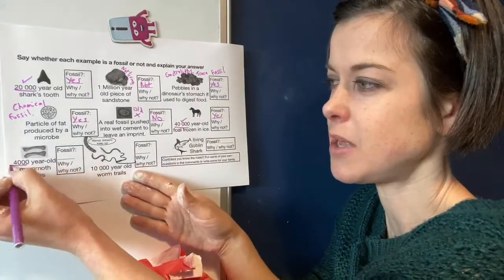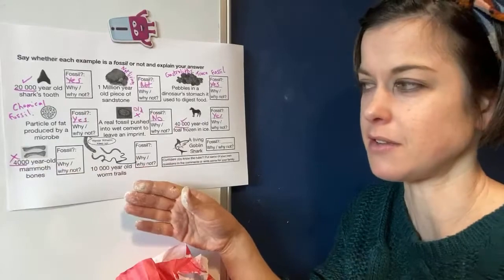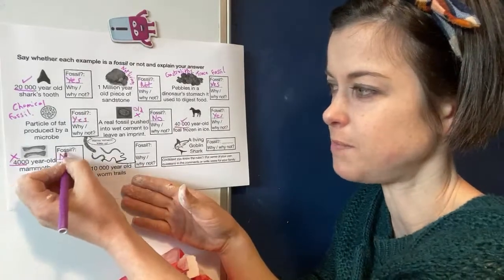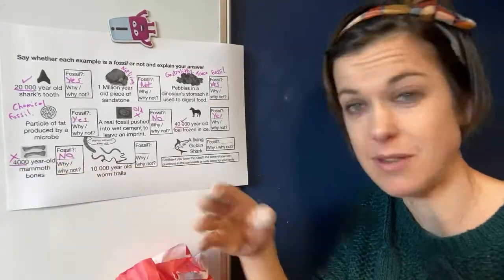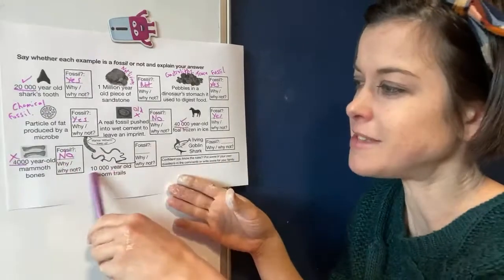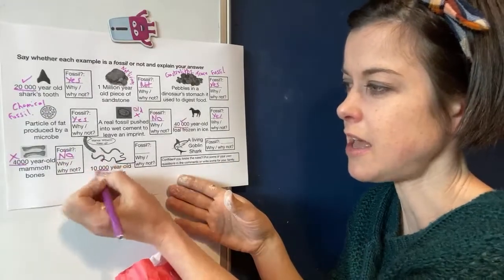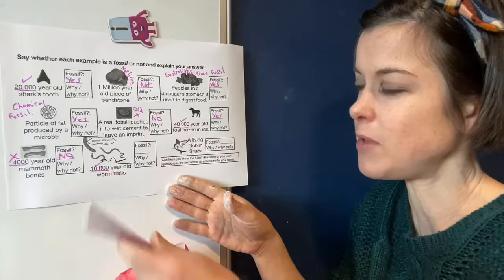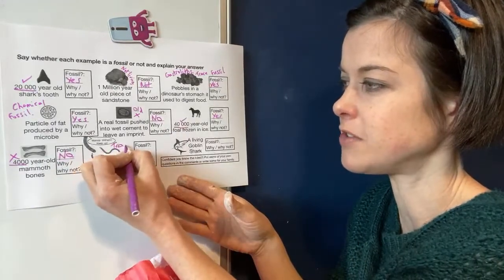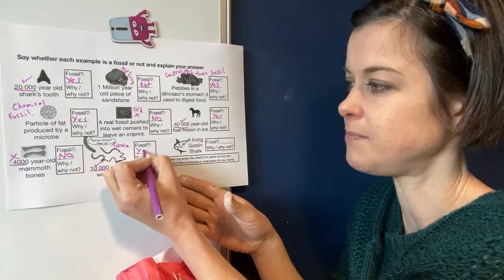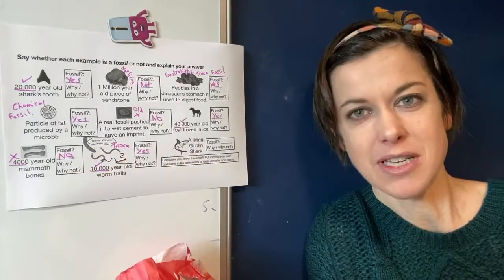4,000-year-old mammoth bones. Well done if you spotted that they're too young. It needs to be 10,000 years old to be a fossil. So no, last mammoths only died out about 4,000 years ago. 10,000-year-old worm trails. Yeah, they're just about old enough, aren't they? They're borderline, but that would be a good trace fossil. So yes, that is. And a living goblin shark.